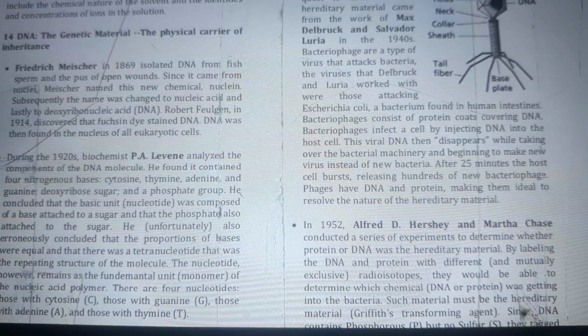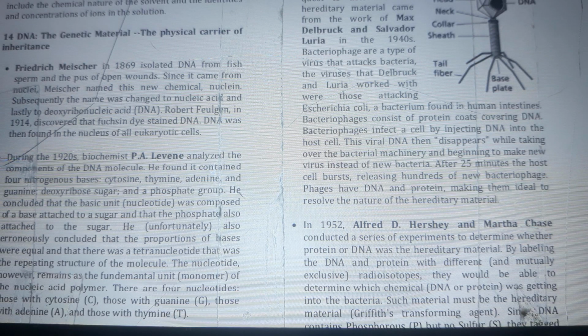DNA, the genetic material, the physical carrier of inheritance. Friedrich Miescher in 1869 isolated DNA from fish sperm and the pus of open wounds. Since it came from nuclei, Miescher named this chemical nuclein. Subsequently, the name was changed to nucleic acid and lastly to deoxyribonucleic acid.